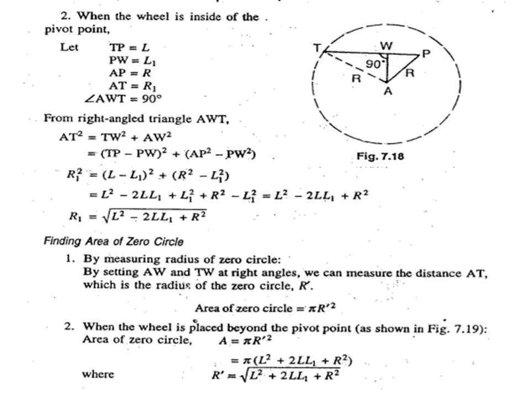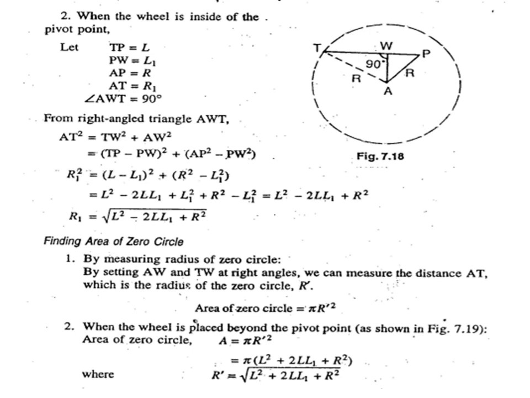Then, when the anchor point is inside, let TP equal L and PW equal L1, AP equal R and AT equal R1, and angle AWT equal 90 degrees. From right angle triangle AWT, AT squared equals TW squared plus AW squared. Since TW squared equals (TP minus PW) squared and AW squared equals AP squared minus PW squared, as per figure 7.18, R1 squared equals (L minus L1) squared plus (R squared minus L1 squared).